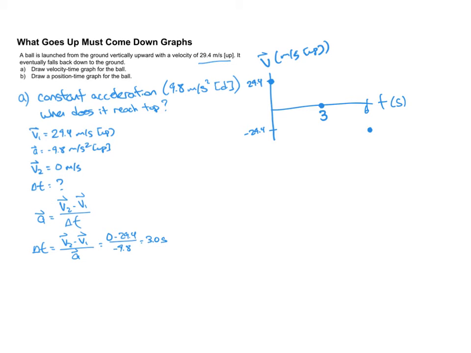Okay, so I'll just draw a straight line, really. I'm going to use the line function tool. And that would be my velocity time graph for this question. Okay, B, draw a matching position time graph. Oh boy. All right.